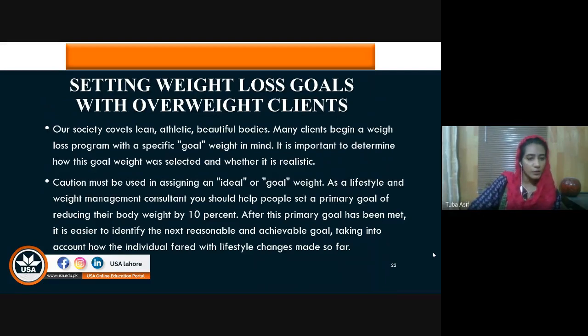The main approachable goal is to reduce her body weight by 10%. Then you are supposed to give her a complete strategy that includes the dietary management, the physical activity, the lifestyle modifications, the medication if she needs that. So this is a complete set of management.